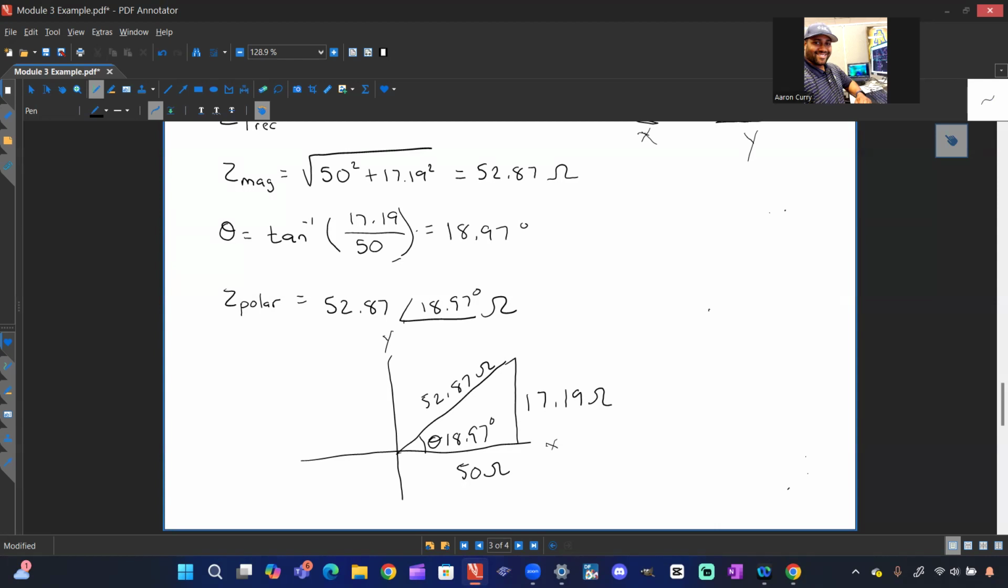For example, we know 18.97 degrees is probably going to be something like this. If I really drew this out, this is more like a 45-degree angle. But like I said, I'm not too concerned about the angle being exactly right. I'm more interested in you having the correct values and making sure that the triangle is pointing in the right direction. For all inductive, mostly inductive circuits, your triangle is going to be going up.